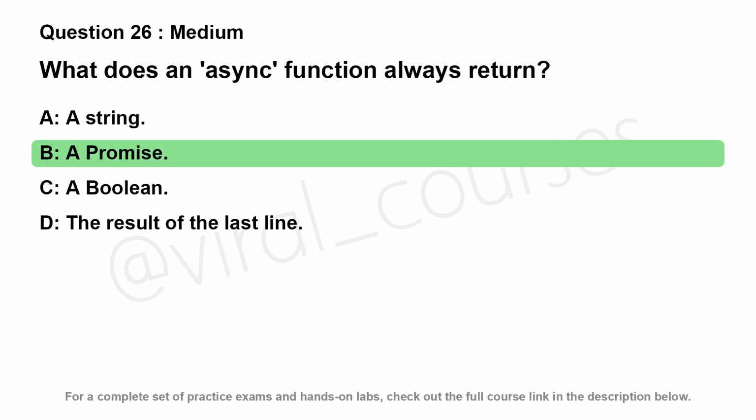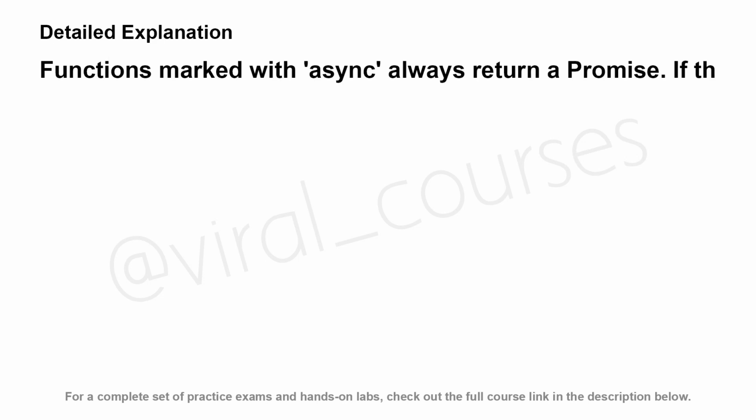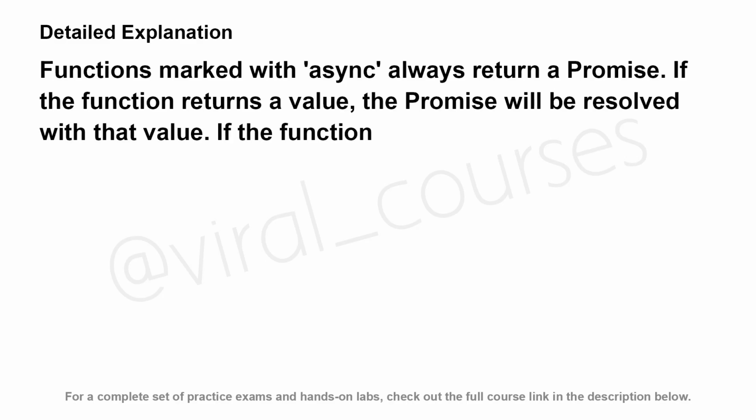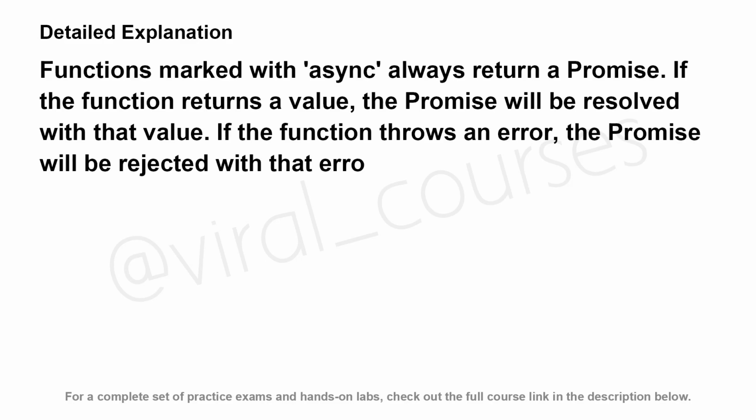The correct answer is B. Functions marked with async always return a promise. If the function returns a value, the promise will be resolved with that value. If the function throws an error, the promise will be rejected with that error.